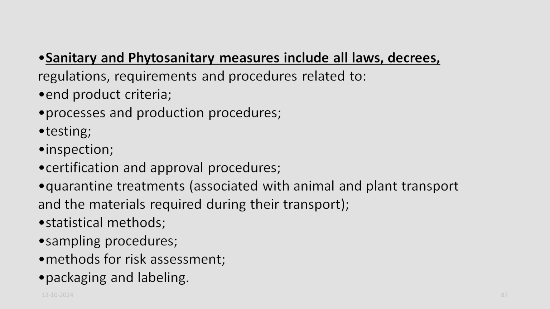Certification and approval procedures, that is how the certificates are obtained or what are the methods based on which the approval has been secured. Quarantine treatments, like sometimes living animals are brought, or sometimes living fishes are imported. It can be that those living animals or living fishes might be infected and it is not known initially whether these are infected or not.